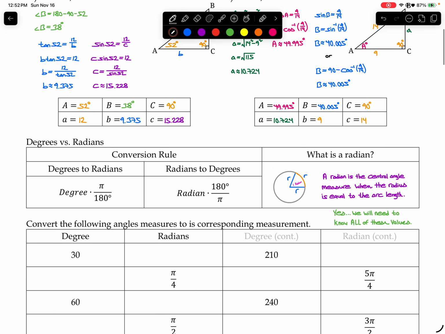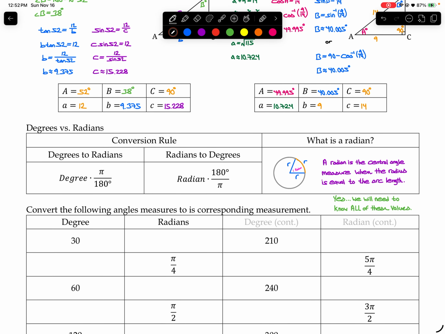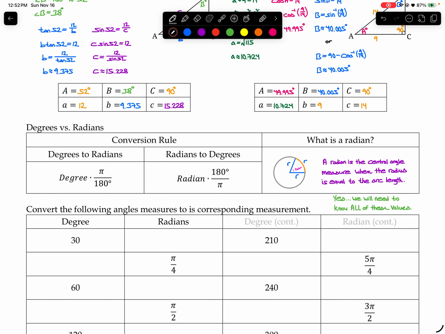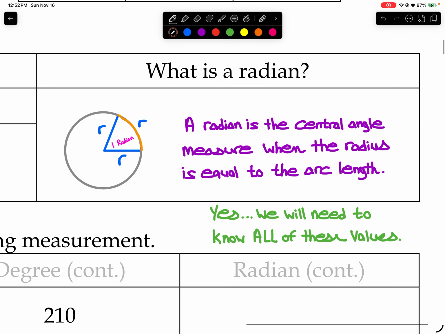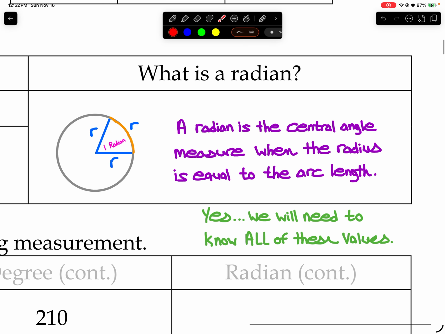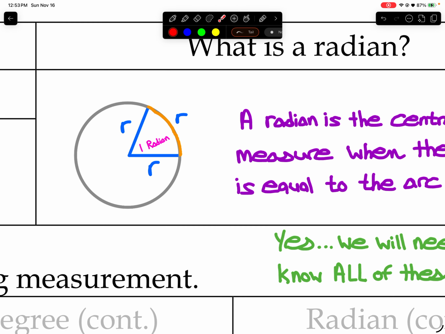Then, looking down here, we're going to look at what we call a radian. A radian is the central angle measure when the radius is equal to the arc length. So if I look at this diagram here, the angle formed is going to be equal to the arc length. That measure is what we call the radian.